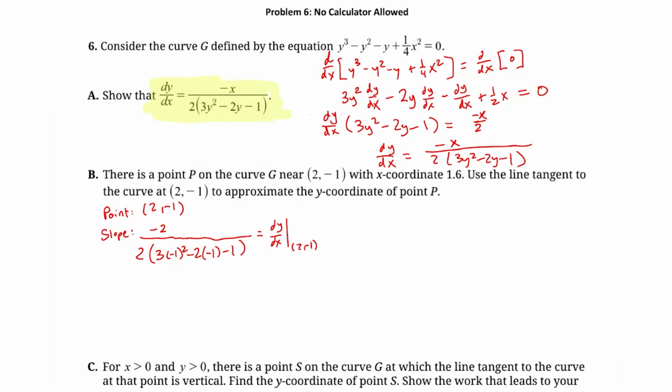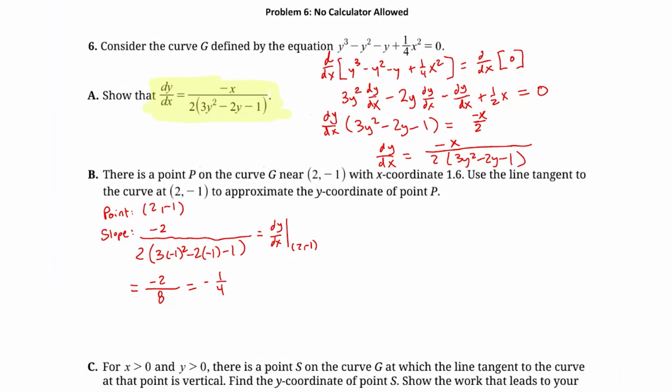Now, let's go ahead and simplify that. We get negative 2 over, let's see, negative 1 squared is 1. So we get 3 plus 2. 3 plus 2 is 5, minus 1 is 4. 4 times 2 is 8. So it's going to be negative 2 over 8, which is the same thing as negative 1/4.